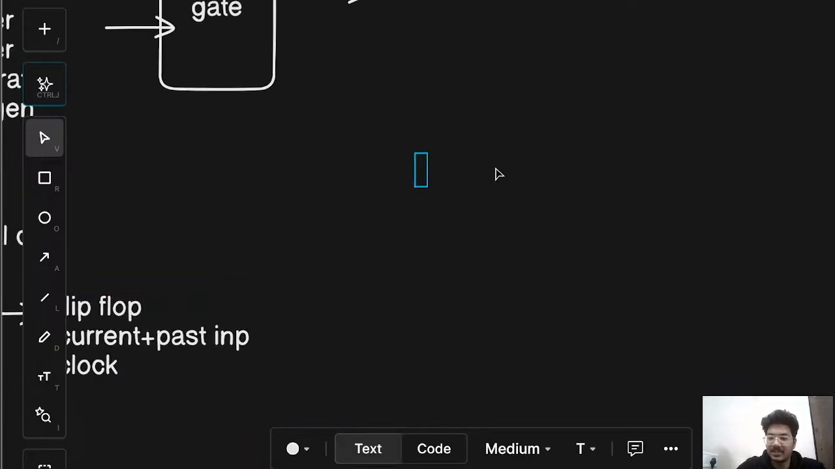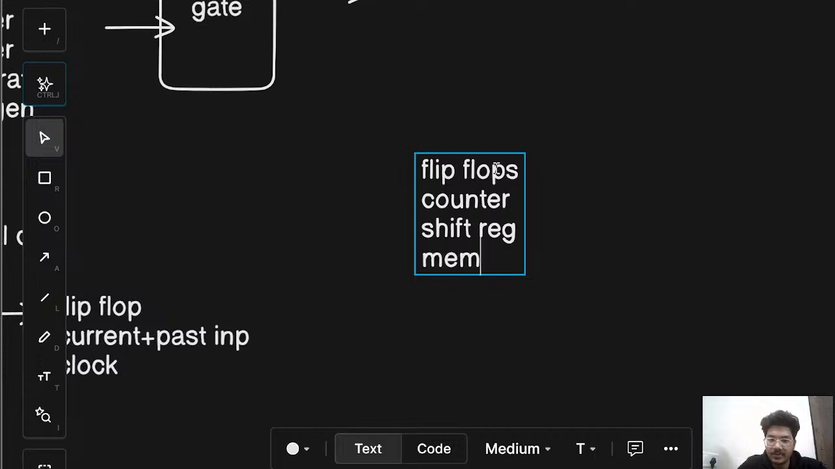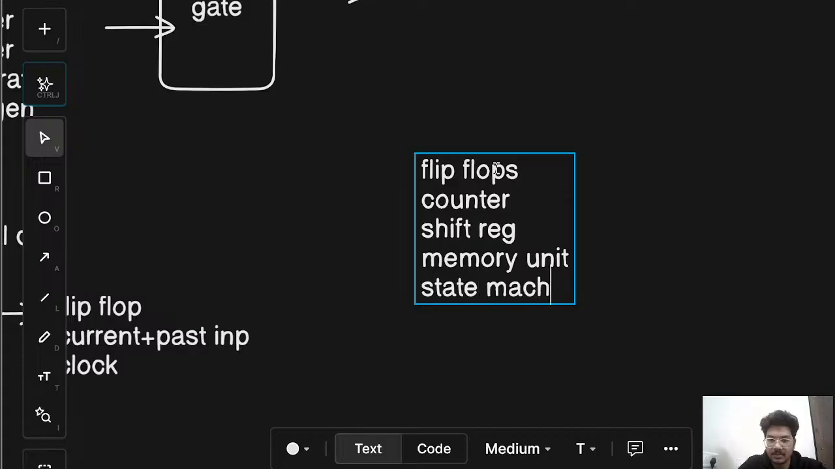For the sequential circuit, we see flip-flops, counters, shift registers, memory units, and state machines, FSMs. All these are sequential circuits. So these are the first two questions.